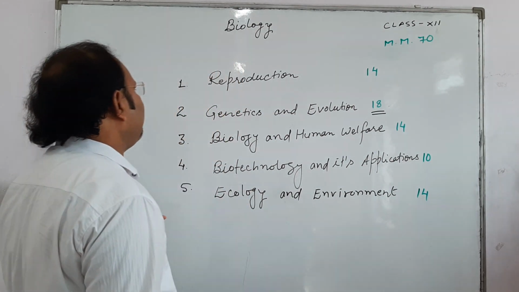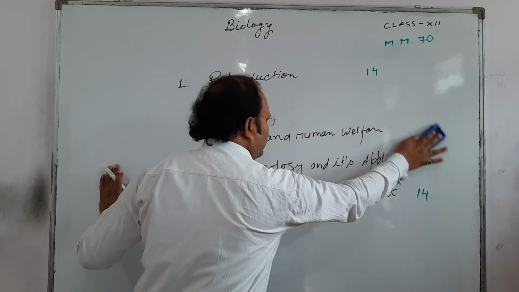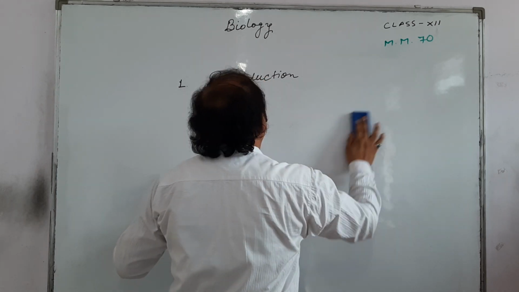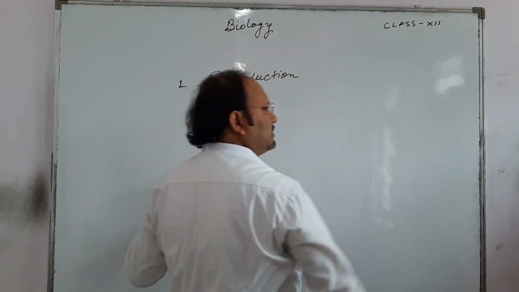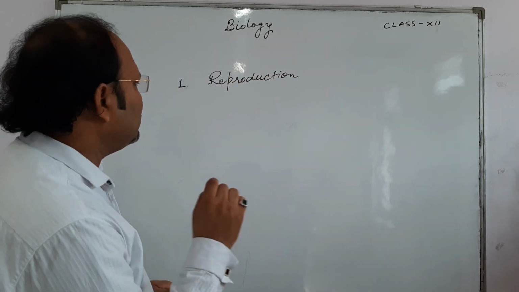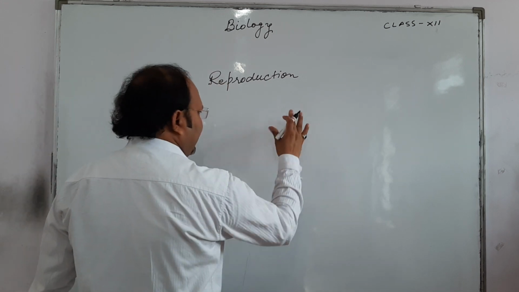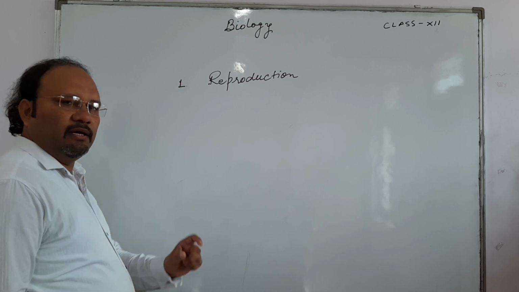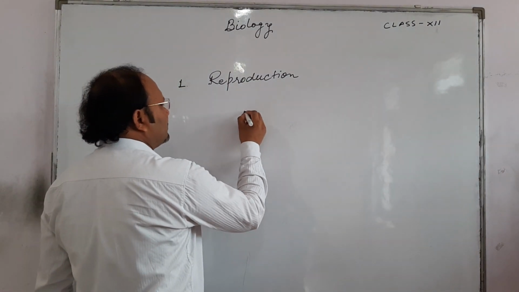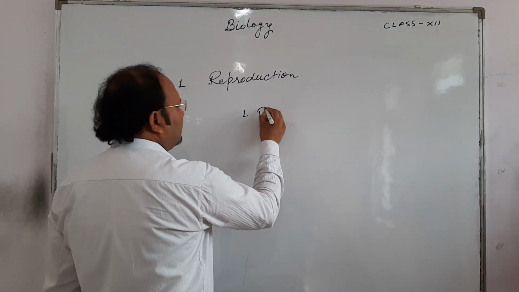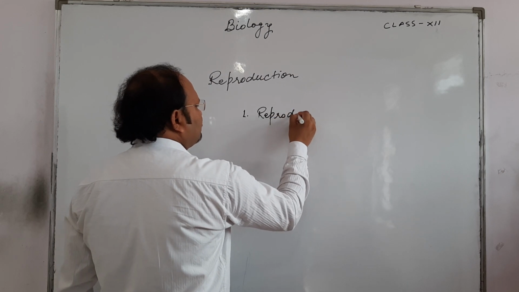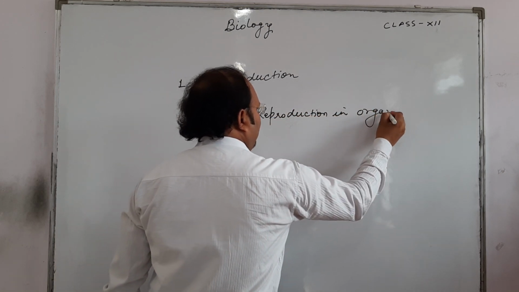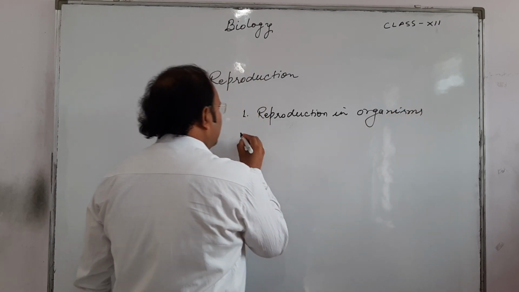Now we come to the first unit, that is reproduction. So we are beginning it, and now we discuss all kinds of issues within the unit. First of all, that is reproduction. Now I come to the 4 chapters which are included in this unit. The first chapter of this unit is reproduction in organisms.